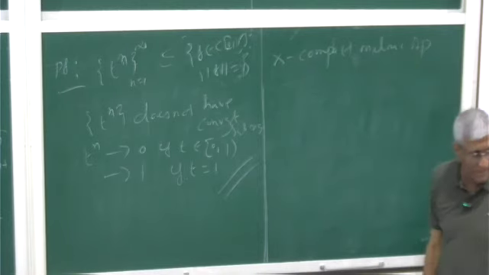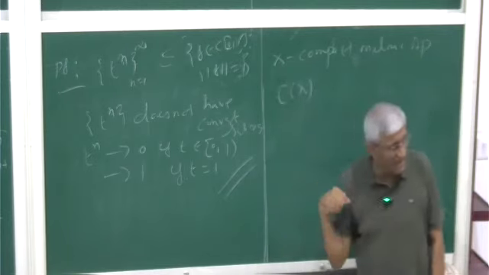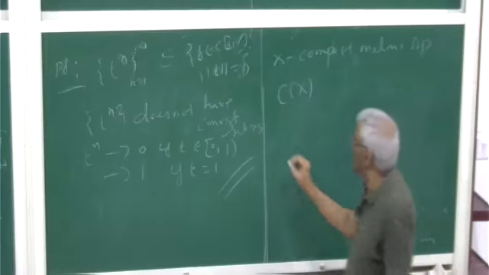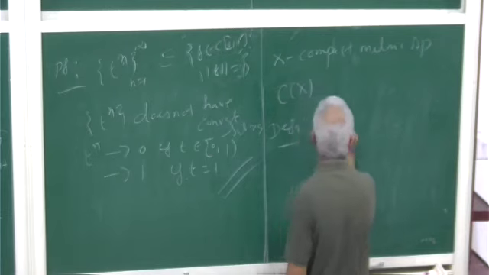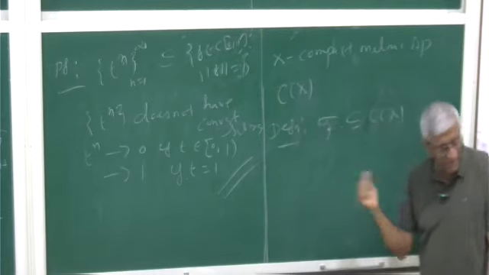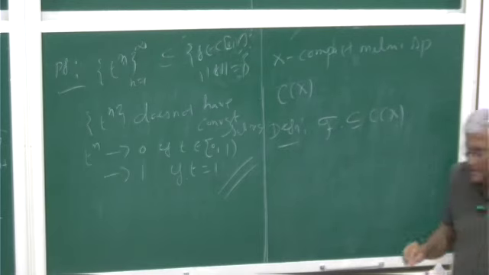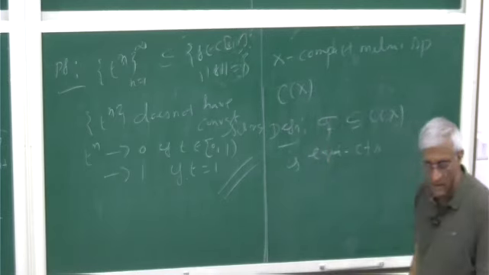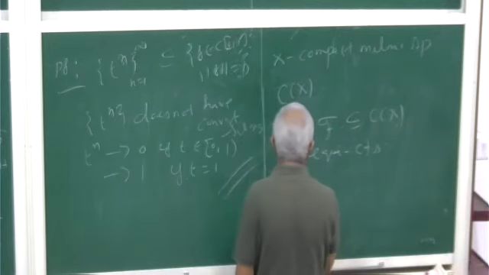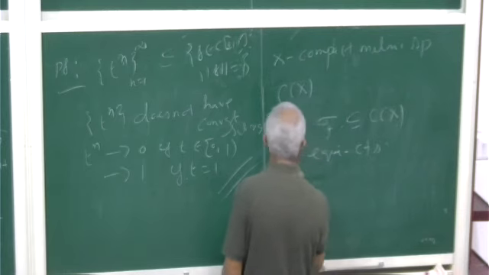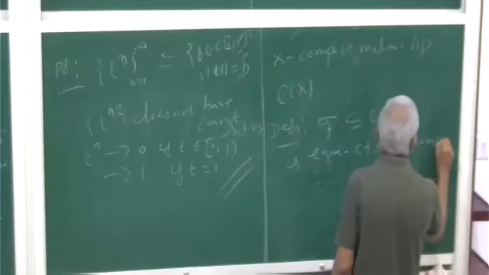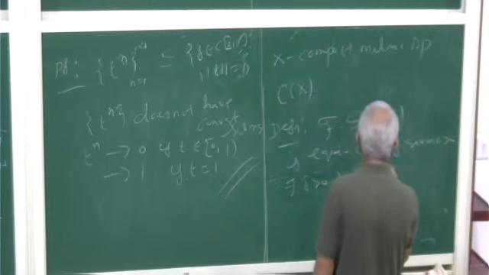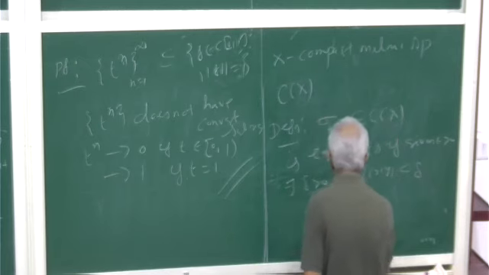Fix X, a compact metric space, and C(X), all continuous functions taking values either in the real line or in complex numbers. Both are fine. Then the definition: a collection of functions, a subclass of this, is said to be equicontinuous if, given epsilon, there exists a delta greater than 0 such that d(x,y) less than delta implies the same condition.